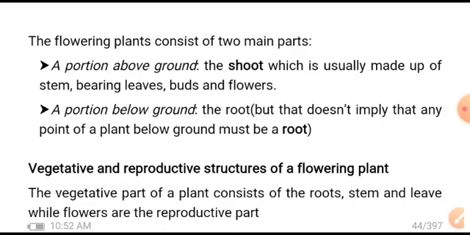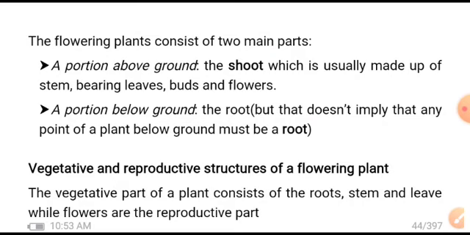The portion below, which is called the root, does not imply that any point of a plant below ground must be a root. Yes, there are other plants that have their stem underground. So you can't understand that any portion of the plant below the ground is a root. It is not always.